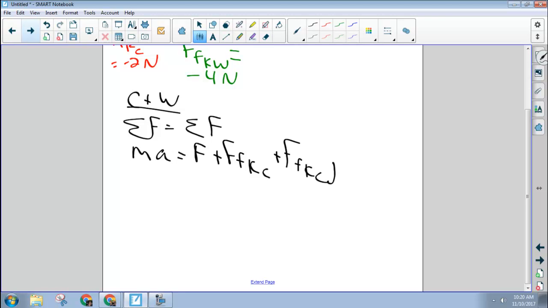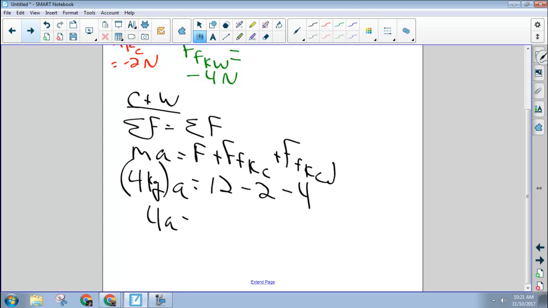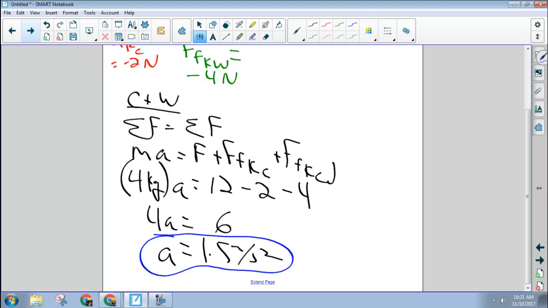All right, so here we go. Let's see. So what mass do I use? The mass of the system. Total mass. So 4 kilograms times A equals 12 minus 2 minus 4. So 4A equals 6. A equals 1.5 meters per second squared. So there's my acceleration of the system. I will pause there for a moment. Are there problems? Everybody good?